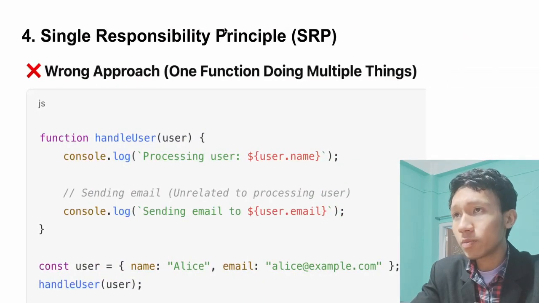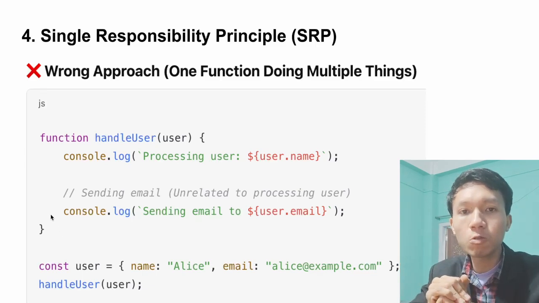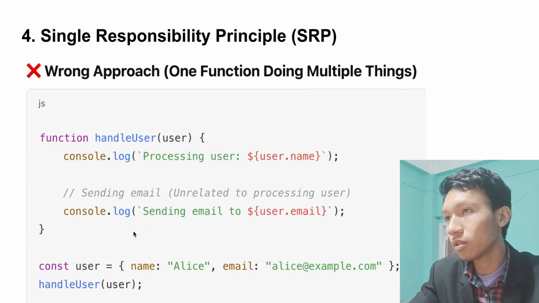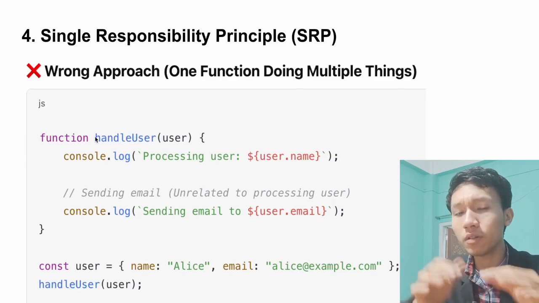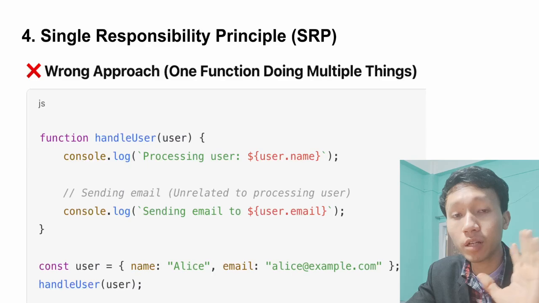Next is the single responsibility principle. What we should do is, a function should not do multiple things. It should try to do only one single thing. It should focus on specializing in only one single thing. Here we can see this handle user function. Even the name is not that good. It says handle user. Very ambiguous. It's not clear what the function is doing.